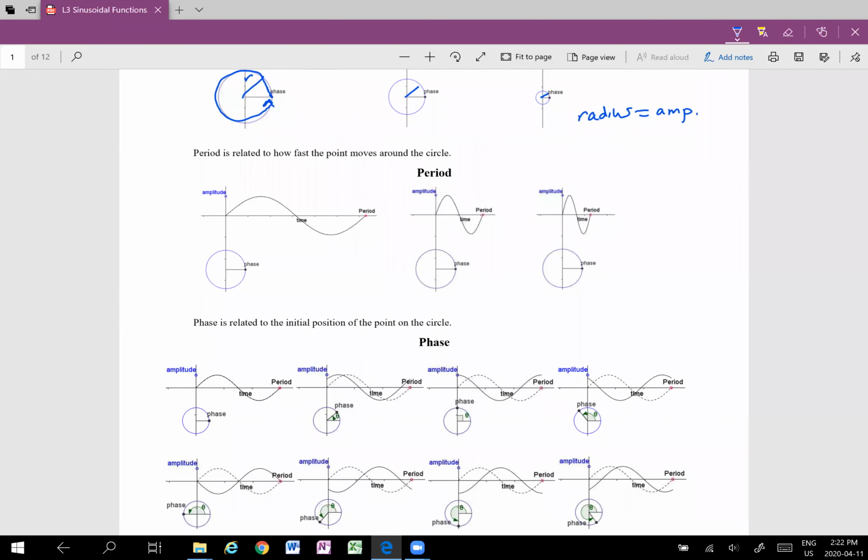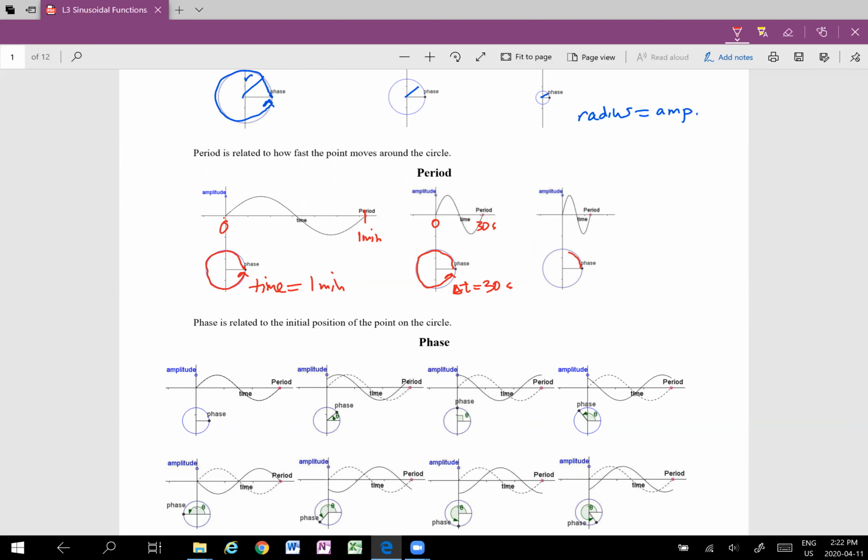The period is related to how fast the point moves around the circle. So let's just exaggerate it. Notice, if I were to trace around the unit circle this time, let's just say it took me 1 minute. I'm exaggerating. That means that period is going to be 1 minute. How about this? Maybe it takes me a little bit faster than 1 minute, and the time is actually 30 seconds. So that's going to be 0 to 30 seconds.